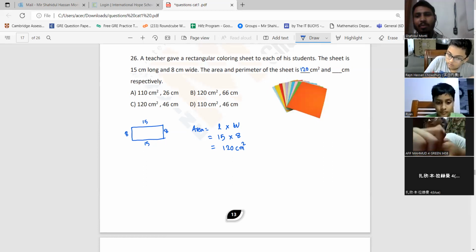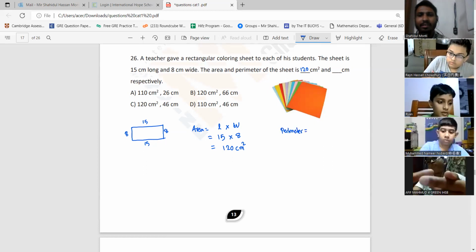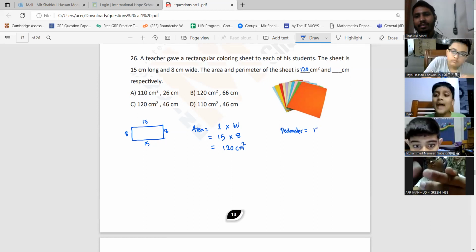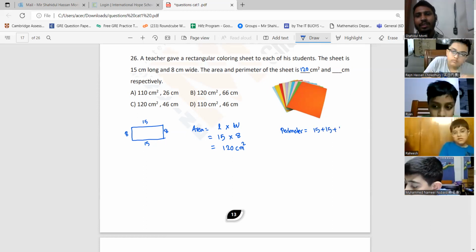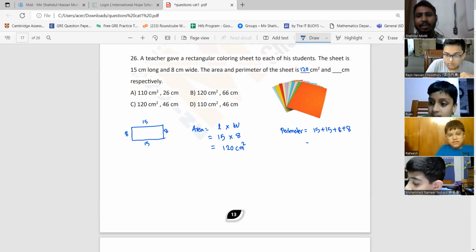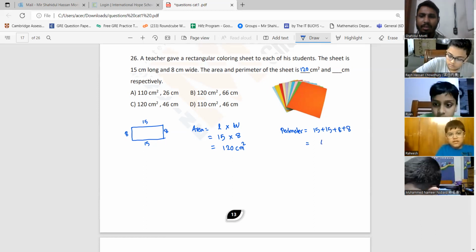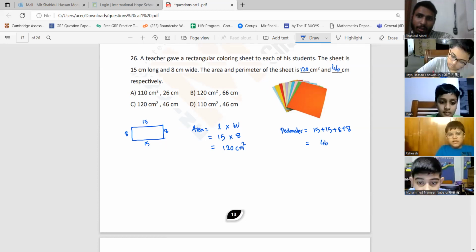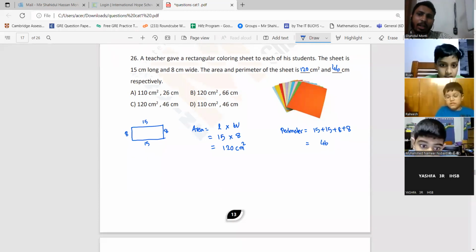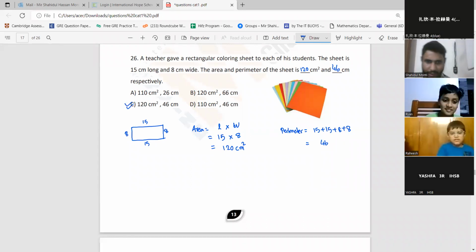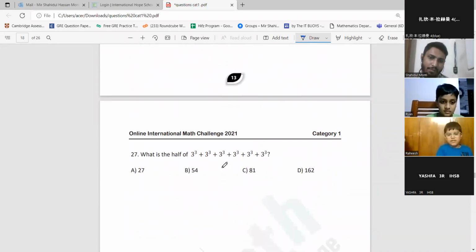Now, how do we find the perimeter? I talked about this. We add all the sides. 15 plus 15 is 30, plus 8 plus 8 is 16, so 30 plus 16 is 46 centimeters. So the area is 120 and the perimeter is 46. The correct answer is C. C for a cat.